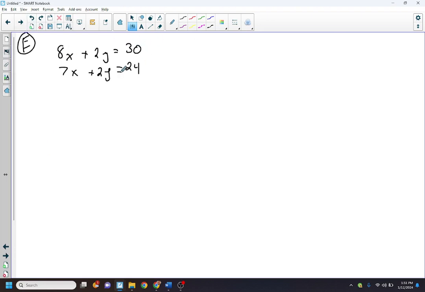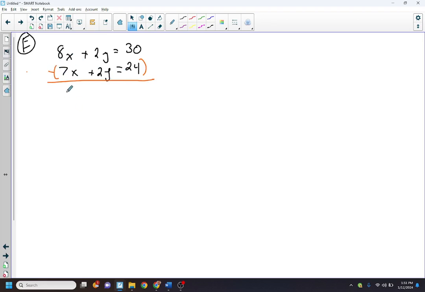All right, last one's elimination. So elimination, first you check if it's all lined up. Hey, it's all lined up. Now you check if anything match. In this case, 2y equals 2y. They're exactly the same. Notice it's not positive or negative, they're exactly the same. So then I'm going to subtract down.